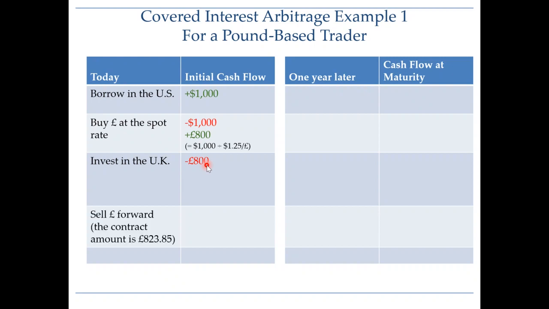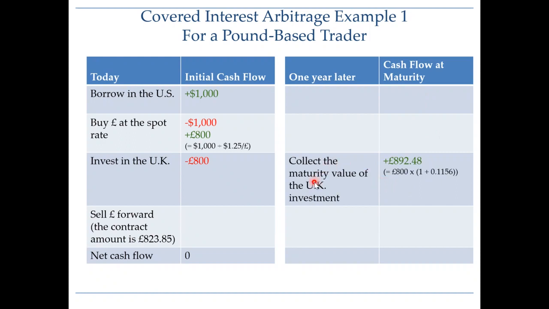The only difference is going to be the contract amount for your forward contract. When you sell pounds forward, you will be selling just enough to help you repay your dollar loan, because you want to keep your profits in pounds, and that amount is 823 pounds. So net cash flow at the outset is 0, just like before.